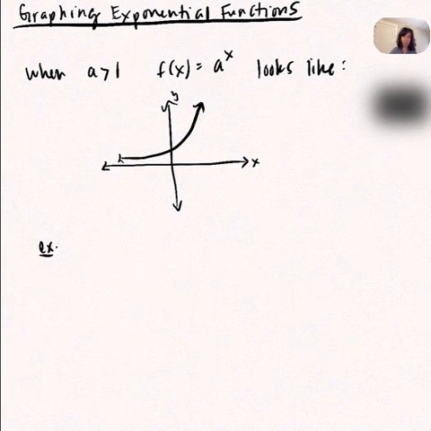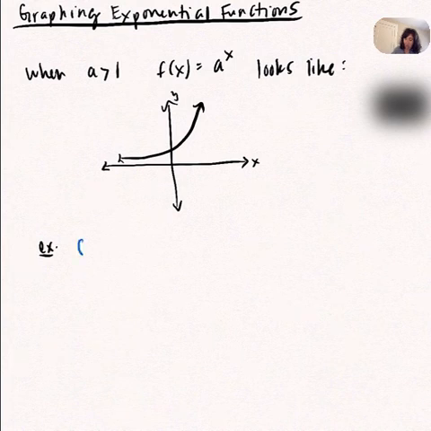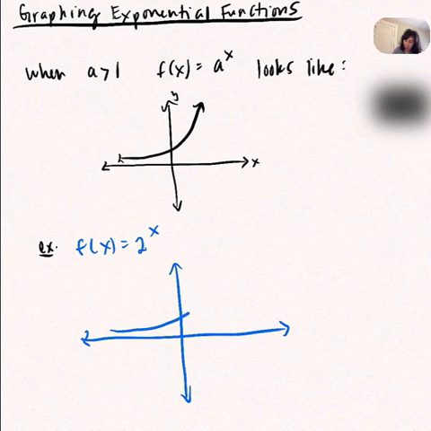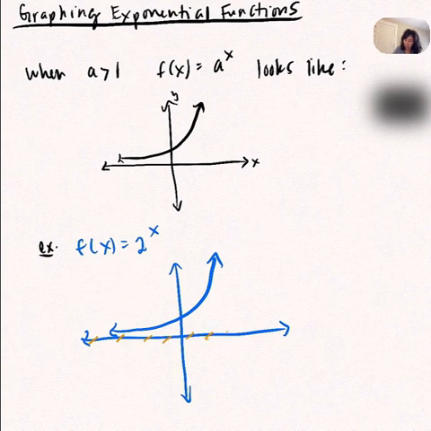So an example would be something like f of x equals 2 to the x. The basic graph here looks like something like this. Now there's an asymptote right here along the x-axis, but we don't always draw it.